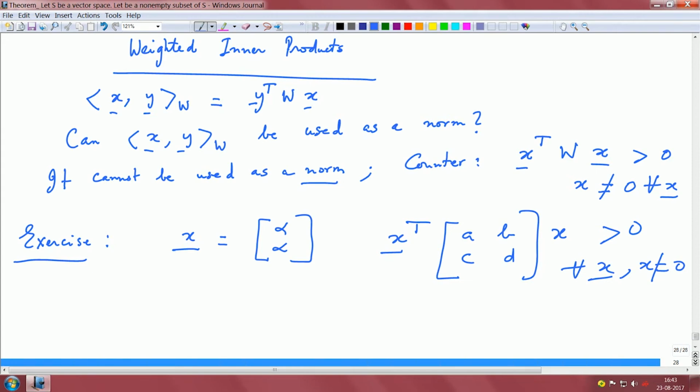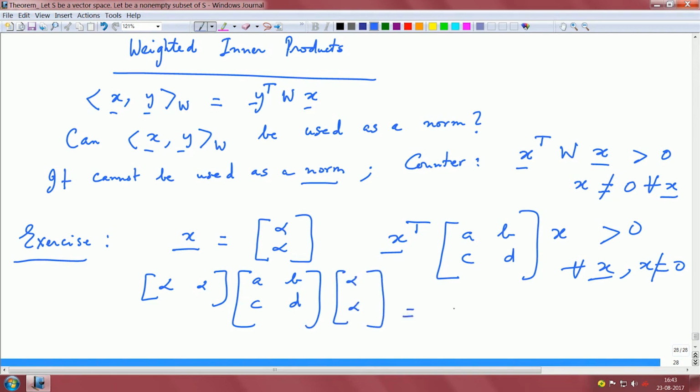Now if you just expand, and you take x to be some alpha alpha here, and you multiply by this weighing matrix, if you did this quantity you will end up with alpha square times a plus b plus c plus d, is what you would get, right. And this quantity can be potentially 0 even though x is not the all 0 vector.